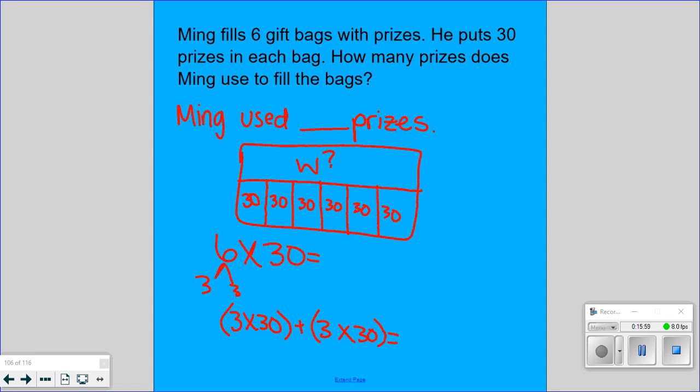What is 3 groups of 30 worth? John? 90. But probably we're going to add 2 90s. We are going to have to add 2 90s together. I think I know what it is. What is 90 plus 90?